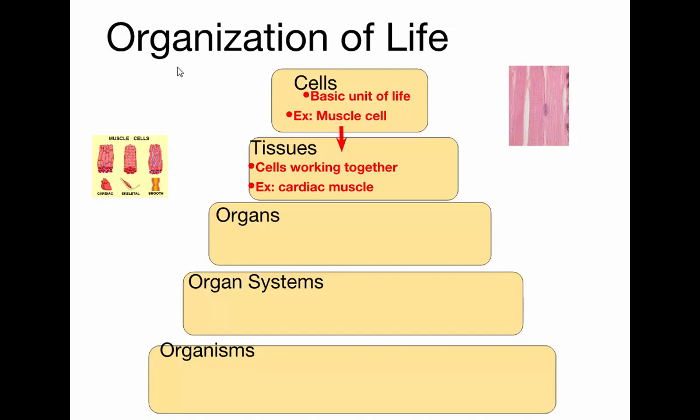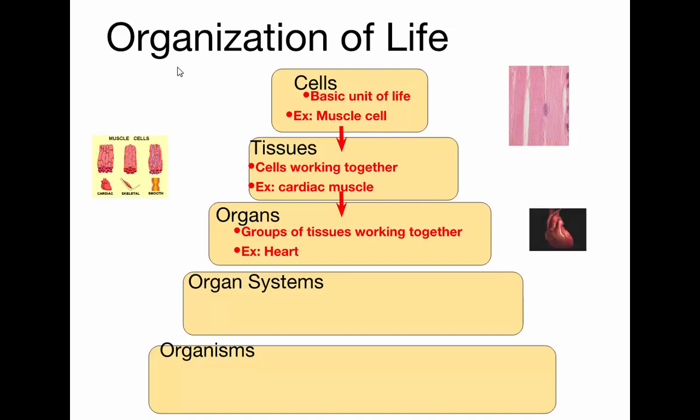Well, also, these various types of tissue cooperate with each other, work together, and they form the next level, organs. Groups of tissues work together. For example, cardiac tissue, nerve tissue, and muscle tissue all form our heart. That's an organ in our body. It's made of different types of tissue.